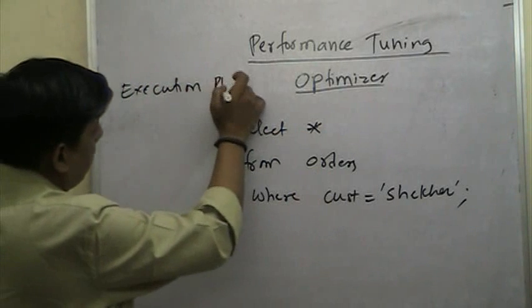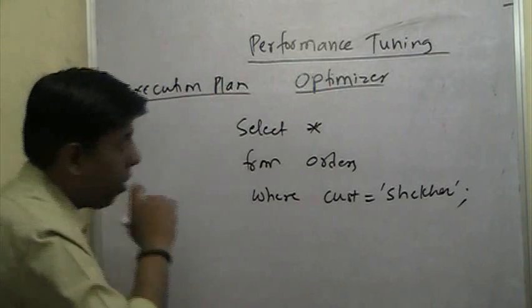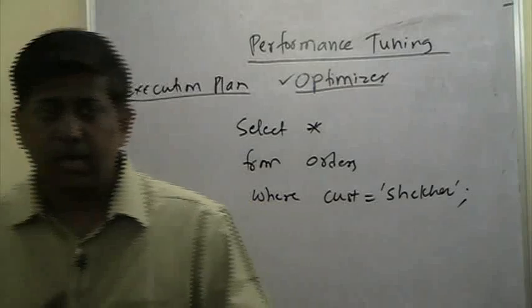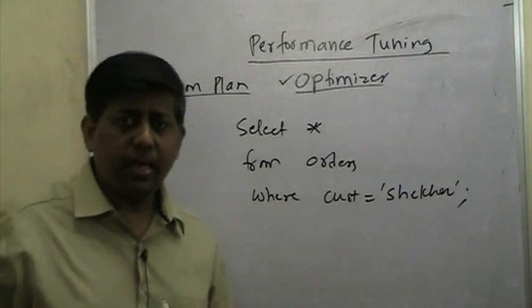So what is an execution plan? It is a certain set of steps that Oracle's optimizer program is going to decide. And there may be multiple sets of steps.